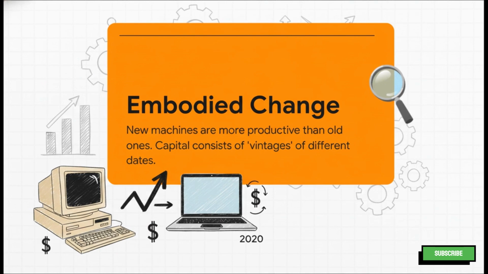Now, in contrast to that, embodied change argues that new tech actually arrives inside new machines. This is sometimes called the vintage approach, which is a cool name. Each new model, or vintage, of a machine is just flat out better than the last one. I mean, a computer from 1980 and a computer from today are both capital, right? But there's an entire universe of difference in what they can do.